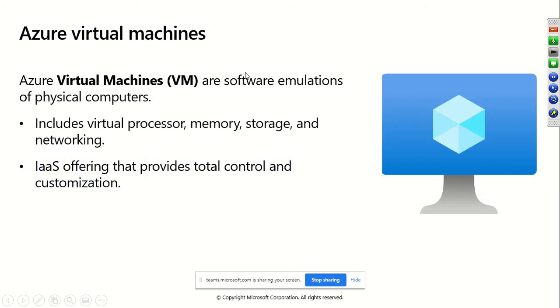The first one is Azure VM. What is a VM? A VM is a software emulation of a physical computer. A VM helps to virtualize, okay? It virtualizes our physical computers. It allows us to divide one computer into multiple other computers.